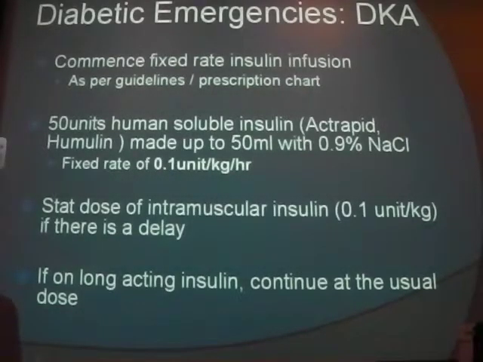And for the insulin infusion, commence a fixed rate insulin infusion. You want to be looking at your hospital guidelines for this. In most places, most medical wards, they have specific fixed rate insulin infusion charts, so you don't need to think too much, you do what it says. It's generally 15 units of a human soluble insulin, be that Actrapid or Humulin, made up to 50 mils with normal saline, and a fixed rate would be something like 0.1 units per kilogram per hour. Again, in an ideal situation, this would be already pre-made. You don't need to make it up. And if there's a delay in starting that infusion, then you can consider stat insulin, 0.1 units per kilogram IV.